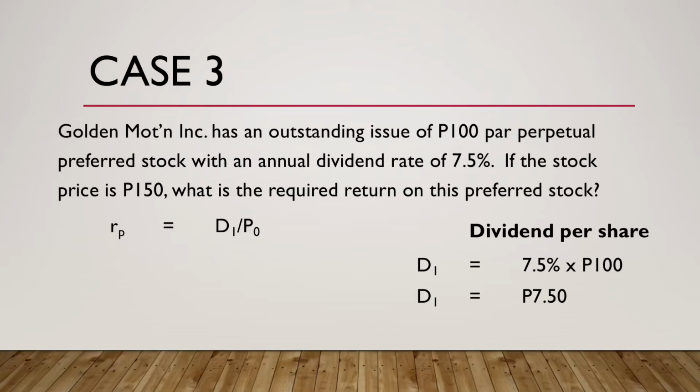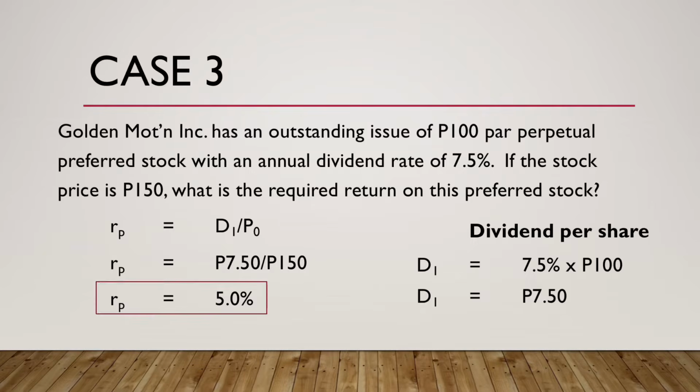We may now arrive at the cost of preferred stock in percentage. R sub P is equal to the dividends payable divided by the preferred stock price. 7.50 divided by 150, R sub P is 5%. Hence, the cost of preferred stock is 5% in this case. And that is how you arrive at the cost of preferred stock.